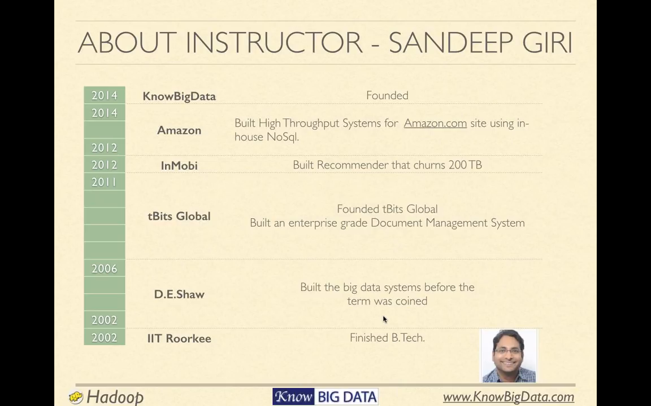Afterwards, I started a company called Tbits Global. It was a document management system similar to MongoDB or Documentum, on large scale. And afterwards, I joined InMobi and Amazon. At both the places, I worked on things related to big data only. And last year in April, I started No Big Data.